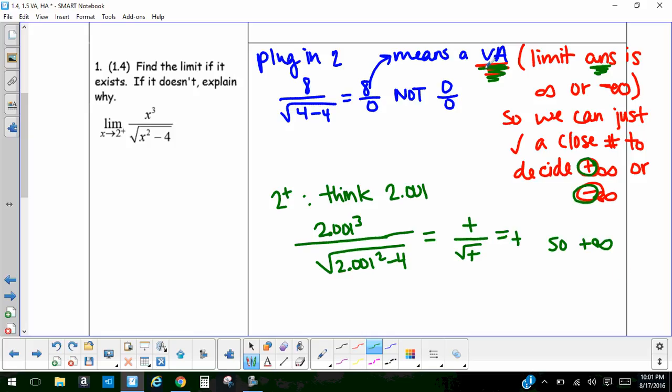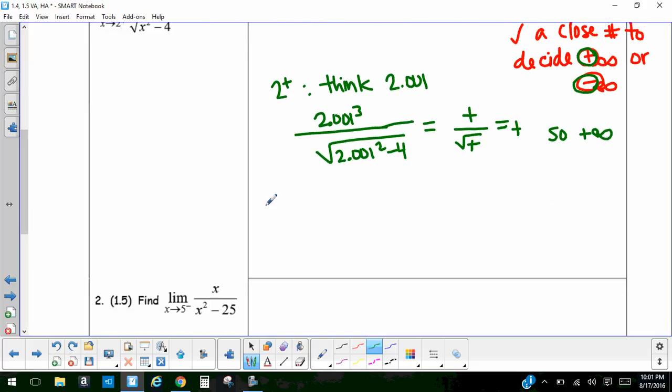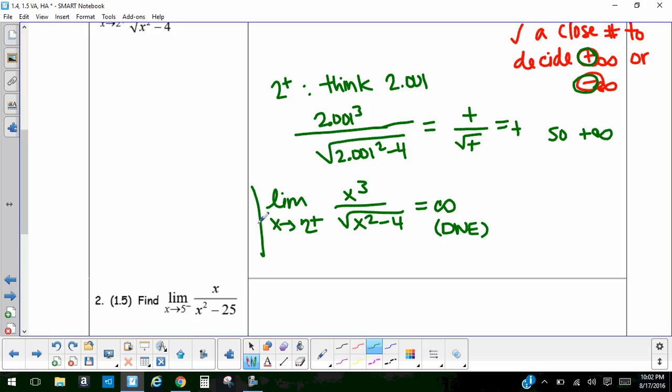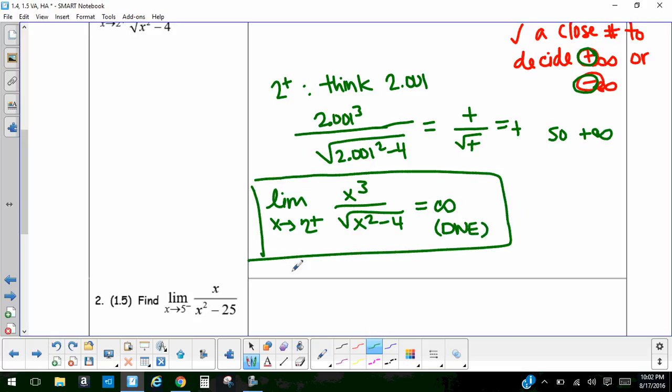I knew it was infinity because it was a VA. Then I know that it's positive infinity because I checked a close number. So without knowing what the graph looks like, without having a calculator, I can come down here and say the limit as x goes to 2 from the right of x cubed over the square root of x squared minus 4, that limit is equal to infinity. And then underneath, I will comment that that still means the limit does not exist because that just gives some good clarifying information.